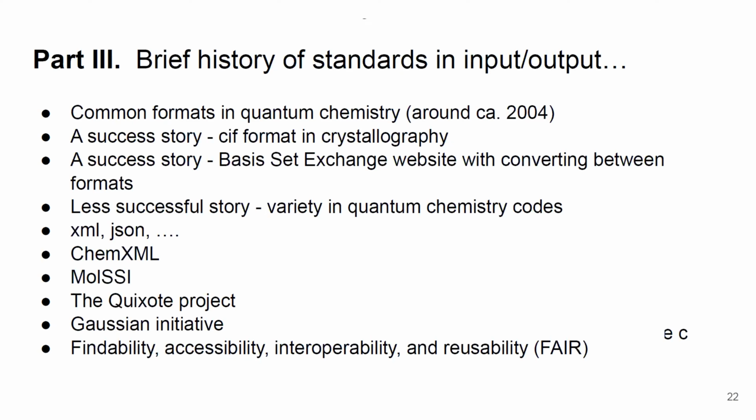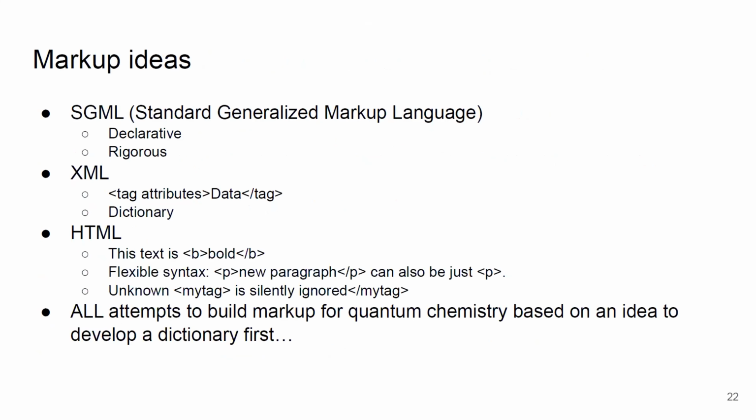A less successful story is making a unified language which will be understood by all quantum chemical codes. A lot of discussions in this area actually end up in a discussion about whether it should be XML, JSON, or whatever. And I just listed some successful or promising projects, in my opinion, in this field. ChemXML, MolSSI, the Quixote project, the recent Gaussian initiative to have some common API. And also we need to think about the possibility to search for our data.